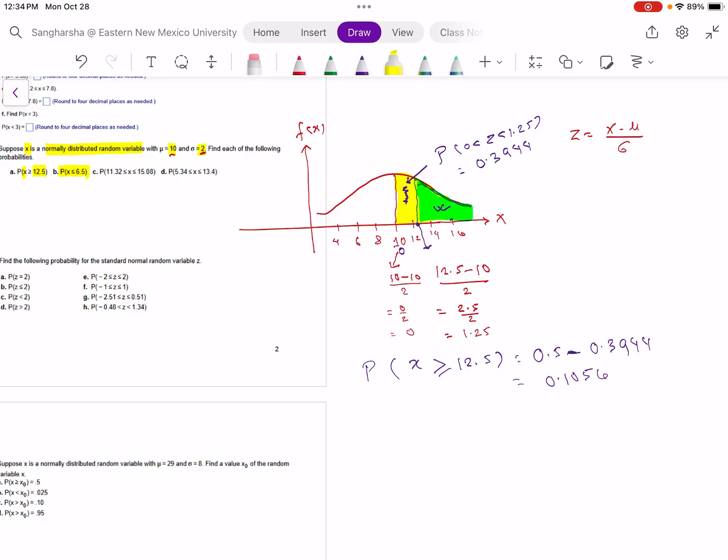Okay. Let's see, 0.0384. Okay, let's see. So what is your Z value for 6.5? That's correct. Yes, you got the same. Now, what is the area for this region? So 1.75, 0.459. Yeah. Okay, what did you use here? 0.46. Okay.